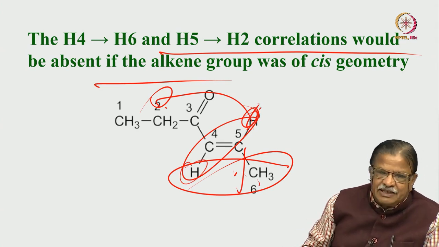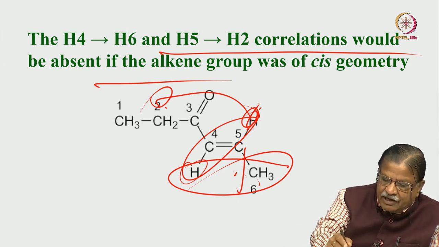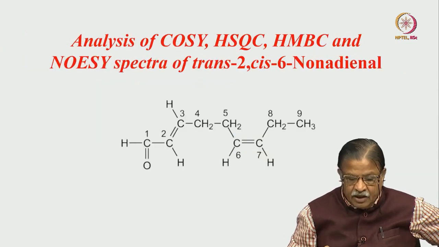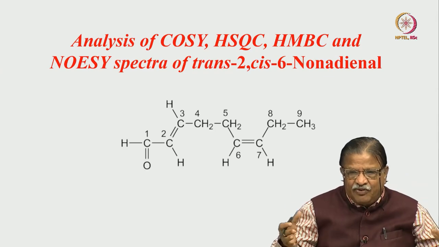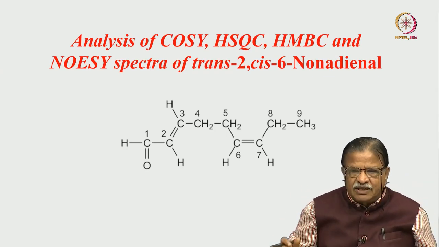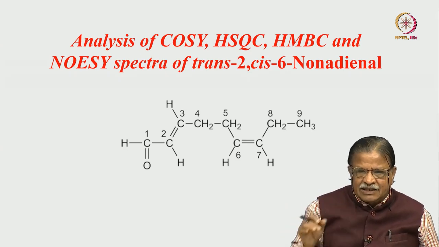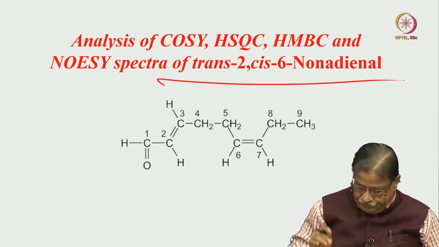This type of observation tells me that these two protons, alkene protons, are trans to each other and not cis to each other. So, both the observation of the peaks and the non-observation, if in case it were to be cis, you would not have seen that. So, that is why we can come to a conclusion about the structure or geometry of this molecule. We can go further for this molecule.